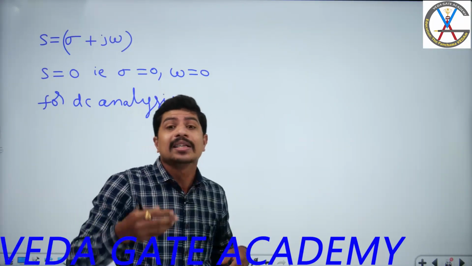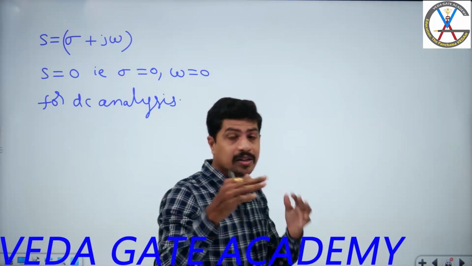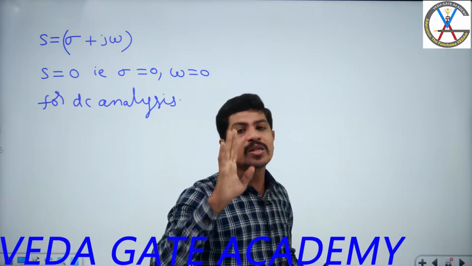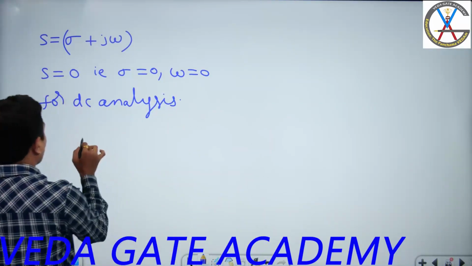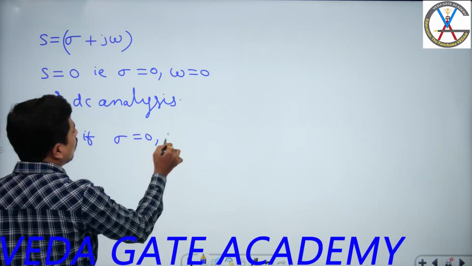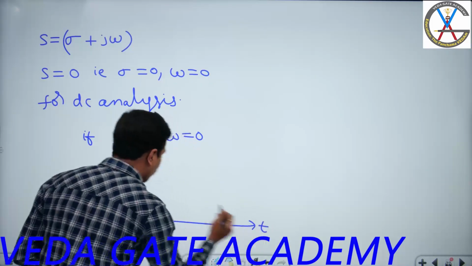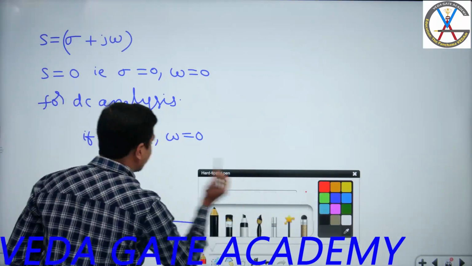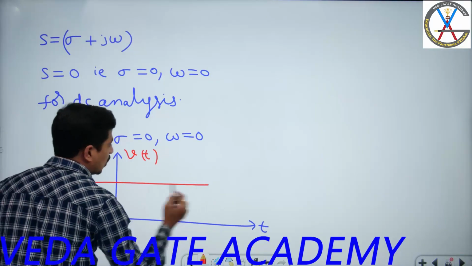Sir, I want steady state sinusoidal AC analysis. See, we have to understand this point. Steady state sinusoidal AC analysis means sigma should be 0, omega should be present. Means, come on here. I will draw the V of t waveform. Here I will be taking V of t. Yes, this is V of t. This is 0. Yes, this is the signal.